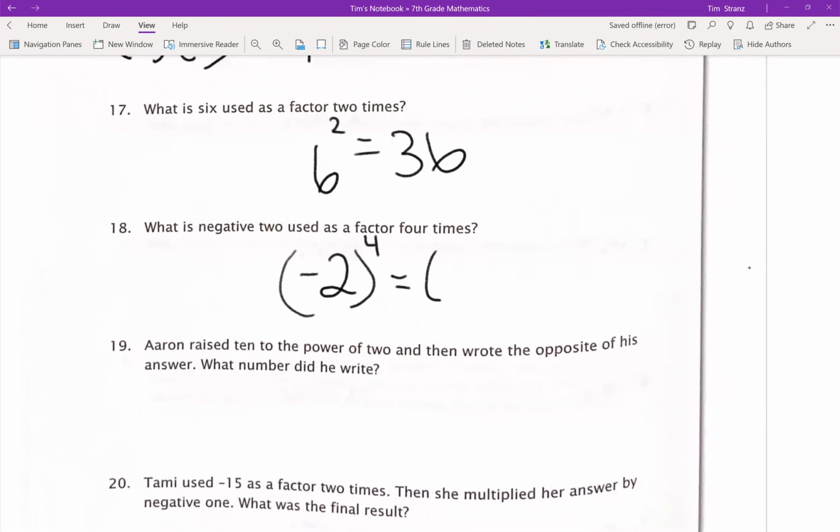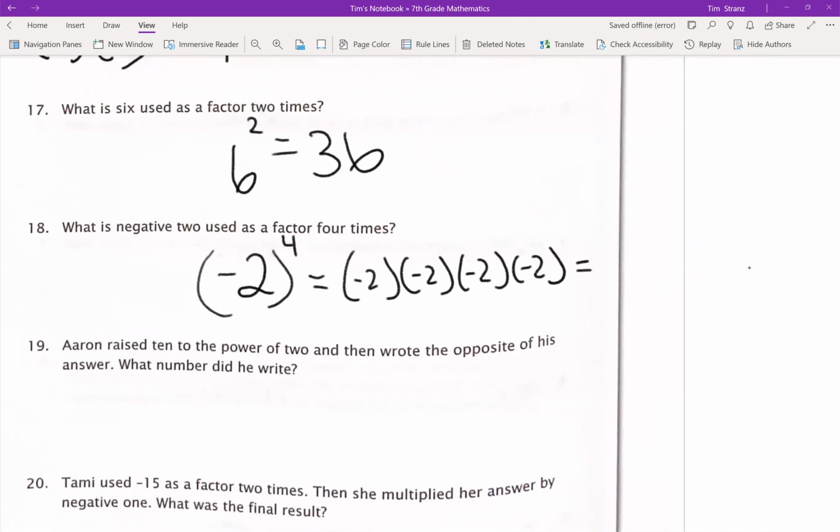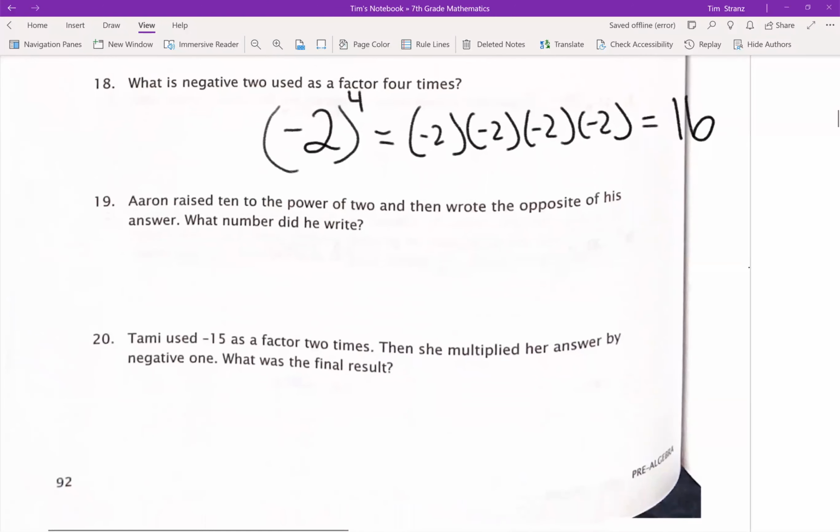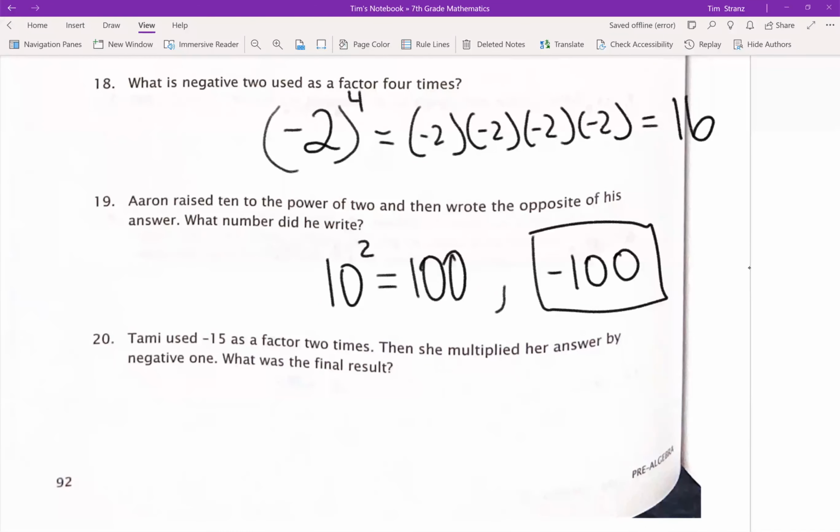So that would be negative 2 times negative 2 times negative 2 times negative 2. Okay, and that would be negative 2 times negative 2 would be a positive 4. Positive 4 times a negative 2 would be a negative 8. And negative 8 times a negative 2 would be a positive 16. Okay, number 19, Aaron raised 10 to the power of 2 and then wrote the opposite of his answer. What number did he write? Well, the answer to the original problem would be 100. If he wrote the opposite, then he would write negative 100. So that's the answer, negative 100.